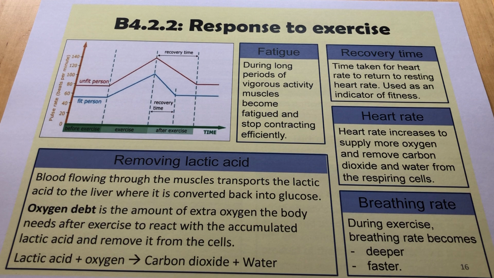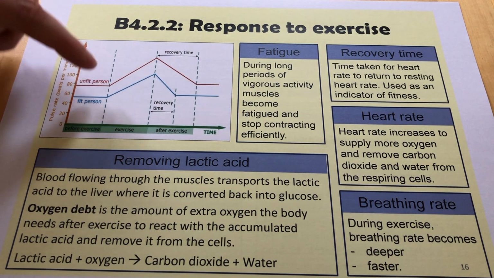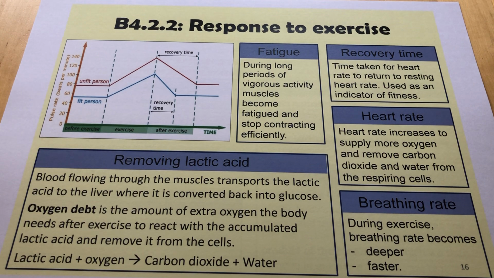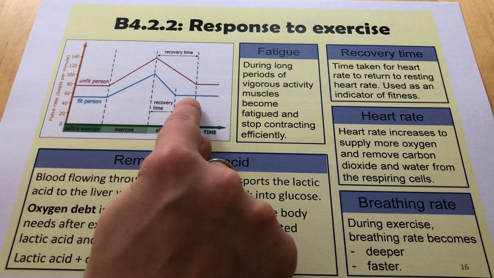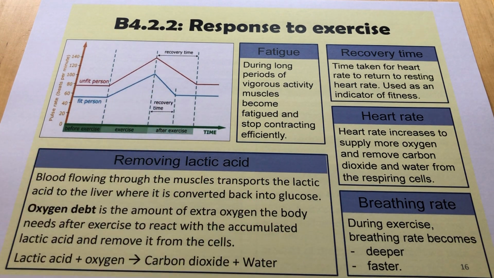We can see that the blue line is the fit person. There are 3 indicators of fitness, and they started off with a lower resting heart rate, indicating they are fitter. When they did that same exercise, their heart rate increased the least. That shows they're fitter. And then the amount of time it takes after exercise for their heart rate to get back to their resting heart rate is called the recovery time. And again, the blue person there has the shorter recovery time. So they have 3 indicators that they are fitter than the red person: low resting heart rate, low heart rate after exercise, and short recovery time.